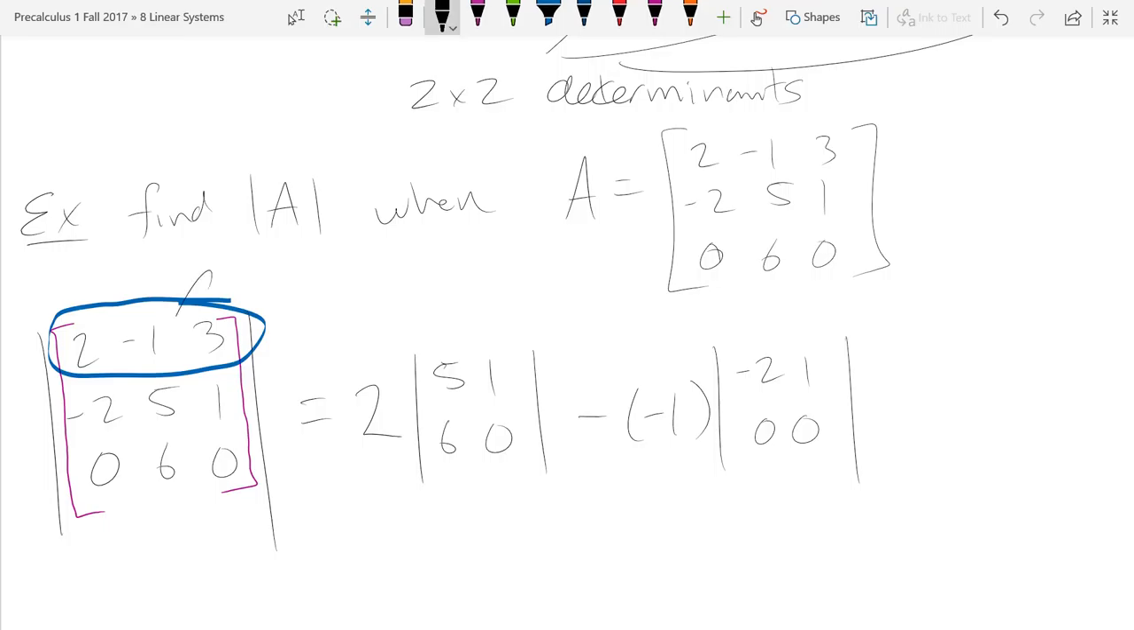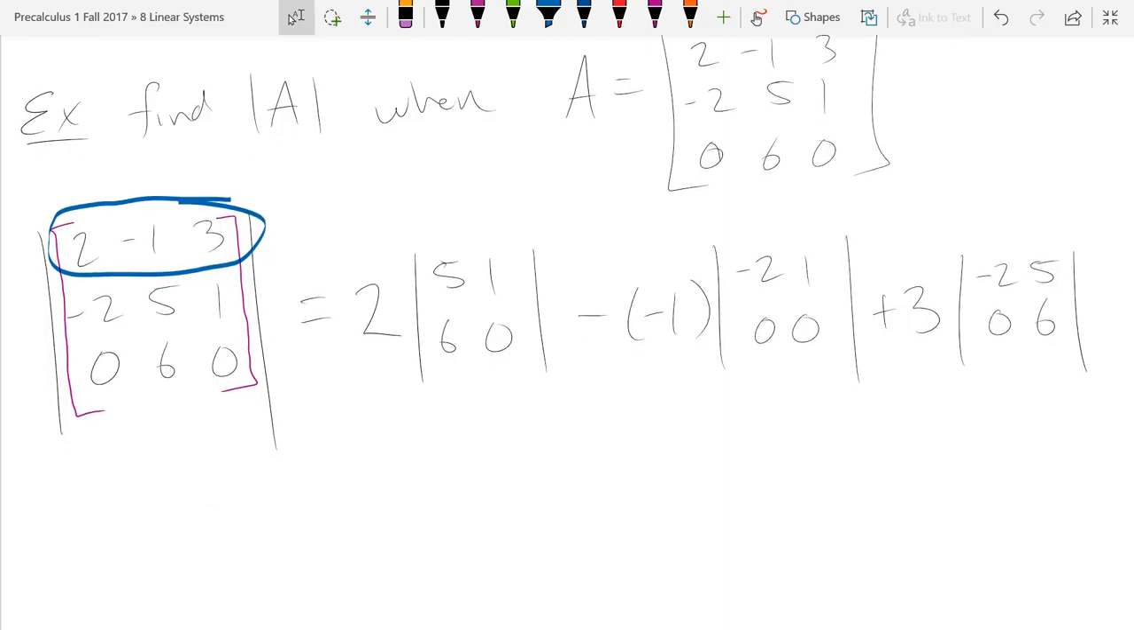And the last one that we're going to do is the last entry in that first row. So it's plus 3 times the determinant of a minor. So write that minor down. You're taking out row 1 and column 3. And now we're going to just compute these 2 by 2 determinants and get a number out of this.